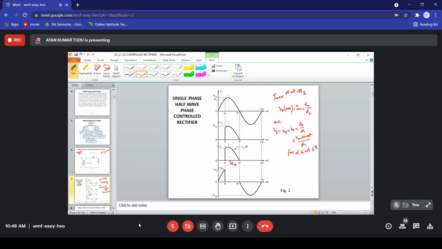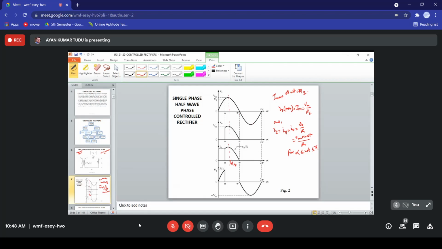And obviously I max, that is I0 max, would be equal to Vm by RL, because the load current increases as the input supply voltage increases, and the maximum load current flows at omega t equal to pi by 2, since the input supply voltage is also at its maximum. Okay. Now, what is happening in the negative half cycle?